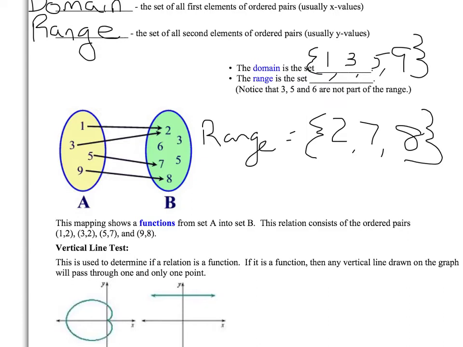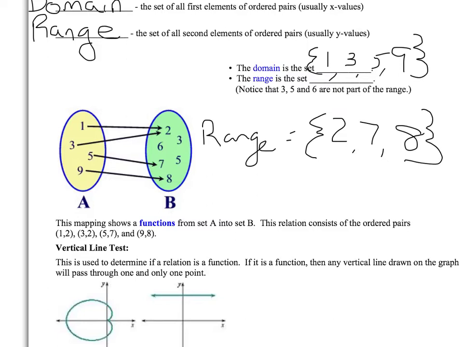So it says this mapping shows a function from set A into set B. This relation consists of the ordered pairs (1, 2), (3, 2), (5, 7), and (9, 8). You can look at it by following the arrows. It says also above, notice that 3, 5, and 6 are not part of the range, and the reason is because they don't have arrows pointing to them.